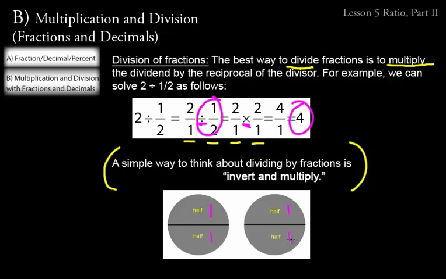So by looking at that example, it helps us know that there's a reason for this invert and multiply step here. So let's do some division now. 4 divided by half, let's do A. So what we're really doing is 4 times 2 over 1, or just 4 times 2, right? So that would be 8. And hopefully that makes sense.